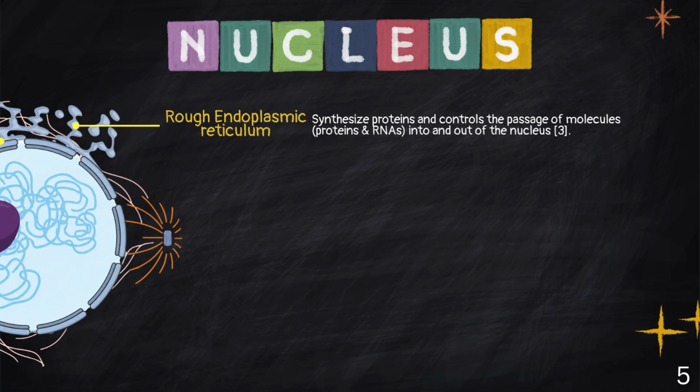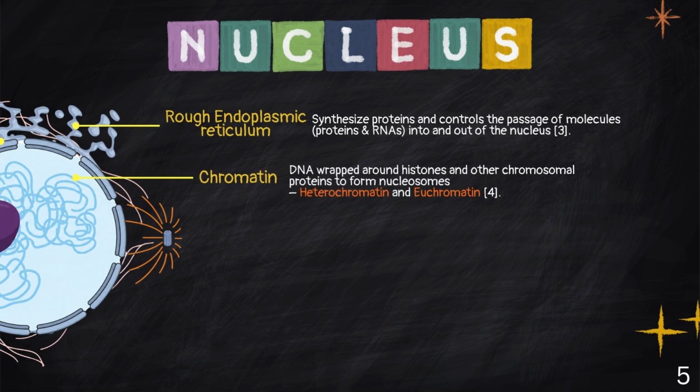The nucleus also contains chromatin, which is DNA wrapped around histone proteins to form nucleosomes. Chromatin exists in two forms, euchromatin and heterochromatin. Euchromatin is loosely packed and found throughout the nuclear interior, while heterochromatin is tightly condensed and usually located at the nuclear periphery, centromeres, and telomeres.